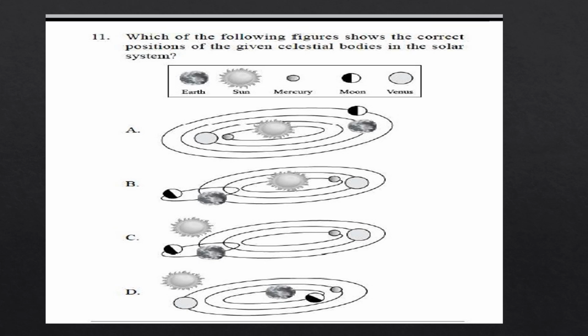Question number 11. Which of the following figures shows the correct position of the given celestial bodies in the solar system? This is Earth, Sun, Mercury, Moon and Venus. If we see closely, our answer is option B, because all planets revolve around the Sun. So Earth, Venus and Mercury are revolving around the Sun and Moon is revolving around the Earth. So our answer is option B.